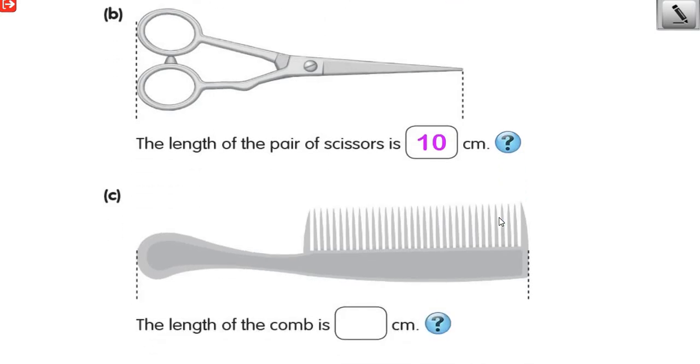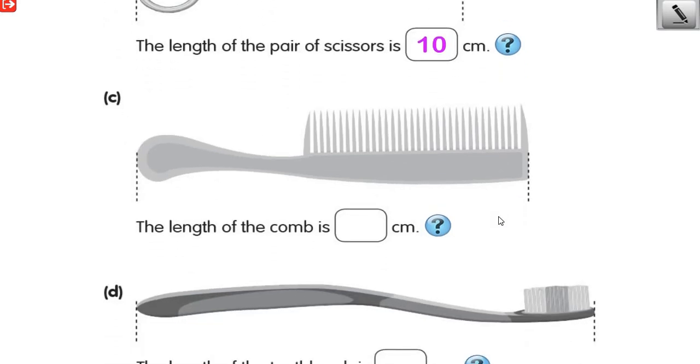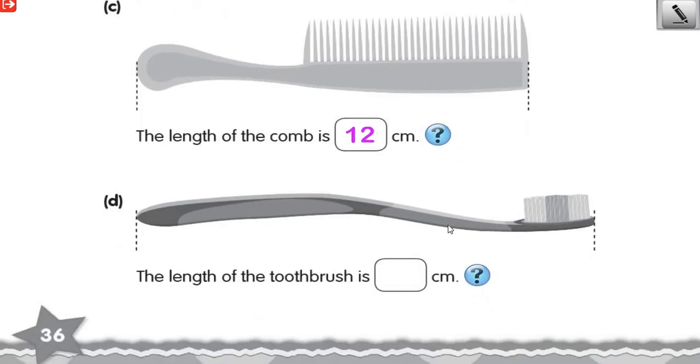10 centimeter. And how about the length of the comb? From here to here. 5 seconds. The length of the comb is 12 centimeter. And then the last one, the length of the toothbrush is, 5 seconds. The length of the toothbrush is 14 centimeter.